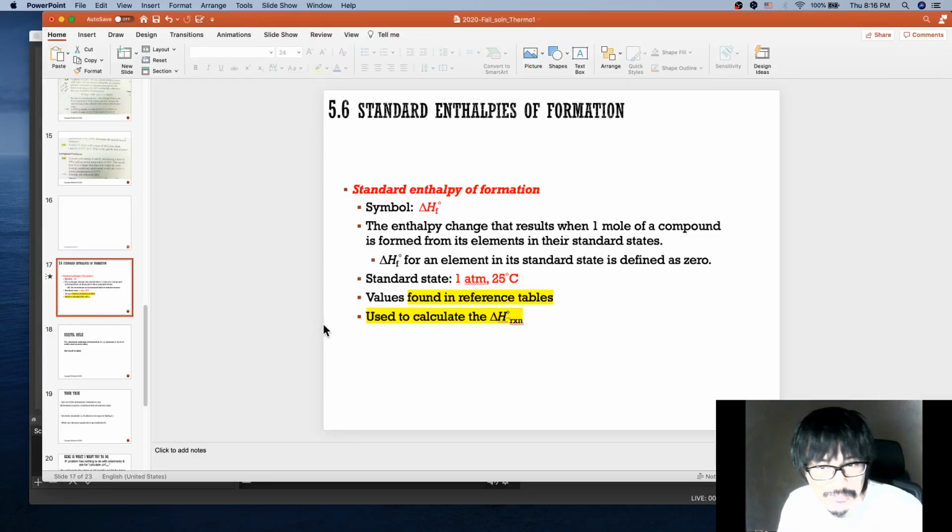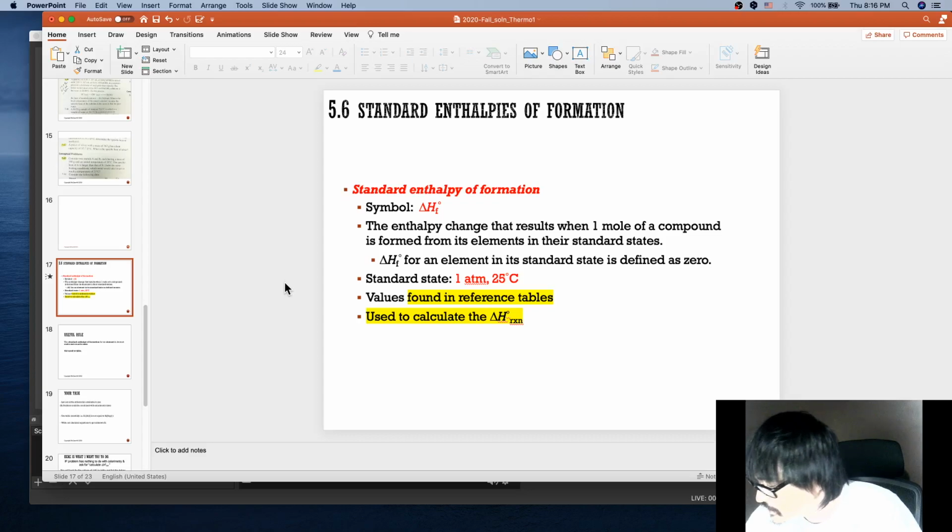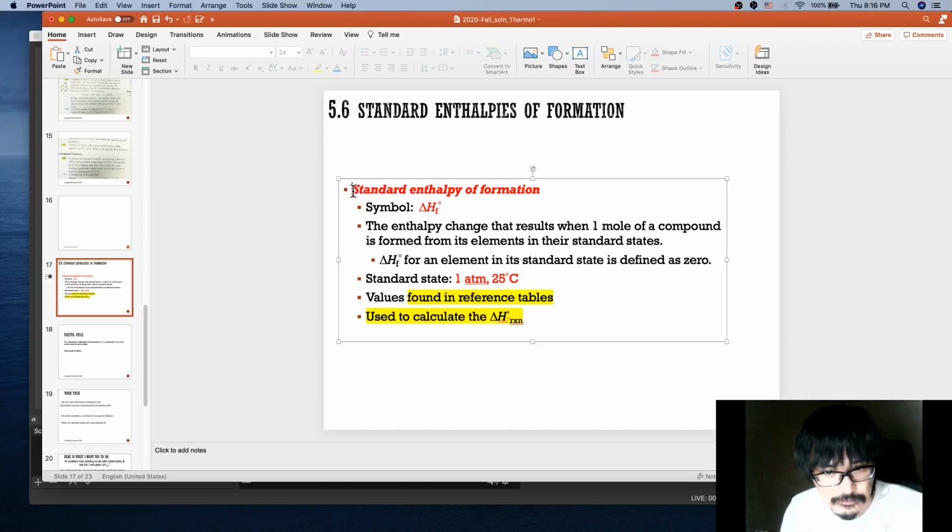Alright, so let's do part 9, and this is going to be the last one for the lecture 4. The last thing that I'm going to talk about is the standard enthalpy of formation. The symbol that we use is delta H with the subscript f, which stands for formation, and the standard is that little tiny circle. The standard condition is 1 atm, 25 degrees Celsius.